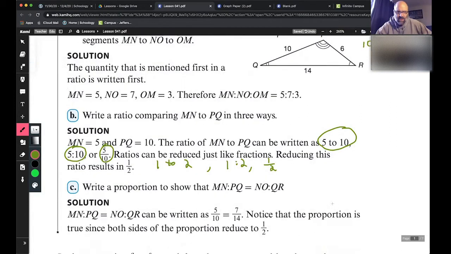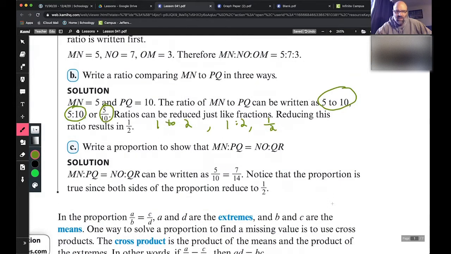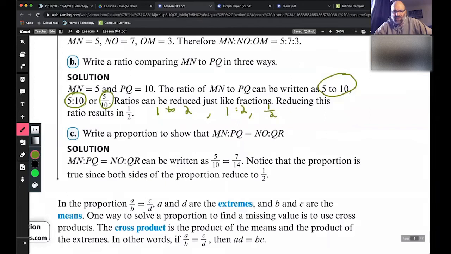All right. So here's a proportion. Write a proportion to show that mn is to pq as no is to qr. So all you're doing is just substituting the values in there and writing it like that. Okay. Now here's something new.